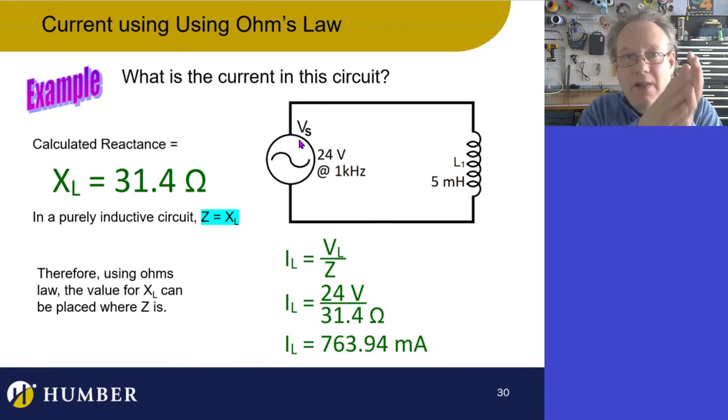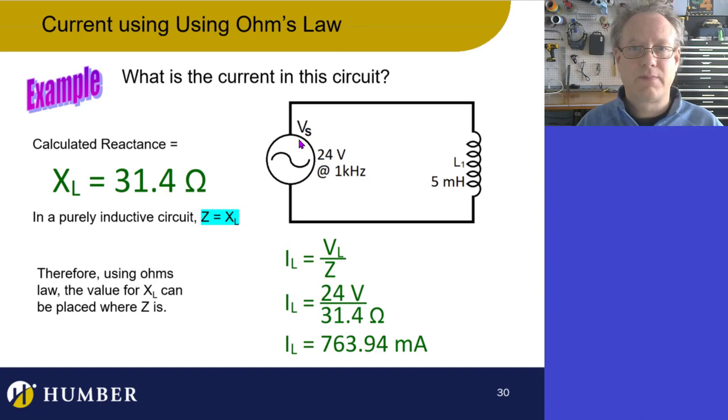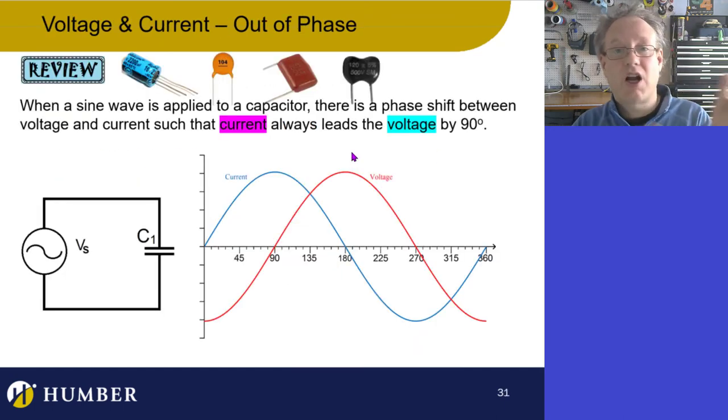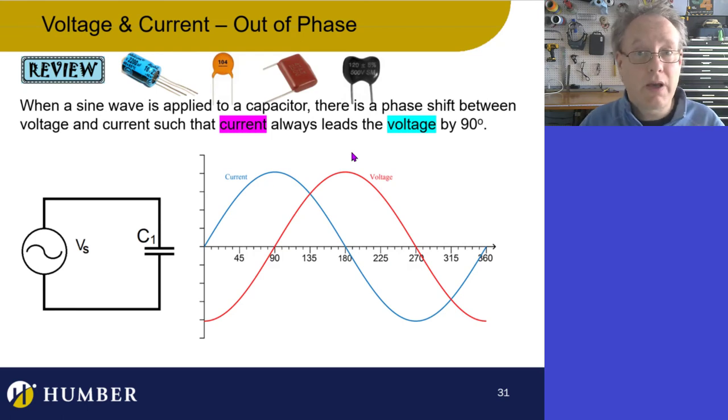So the average current, or the RMS current actually, in this case, the RMS current is going to be 763 milliamps. There you go. But it's always the same. And the capacitive reactance of this doesn't change because it's an AC signal. Okay, there you go. So now let's just talk about phase. Now, this is review.